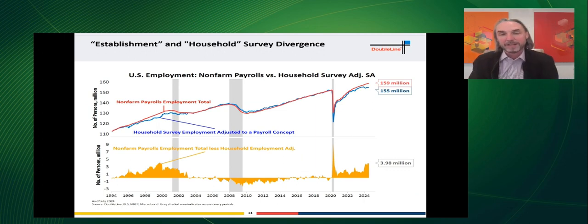There's another survey that's done, and it's called the household survey. And the household survey is one where they ask people, and they don't say, how many jobs do you have? They say, are you employed or are you not? And if you're not employed, are you unemployed for economic reasons or non-economic reasons?